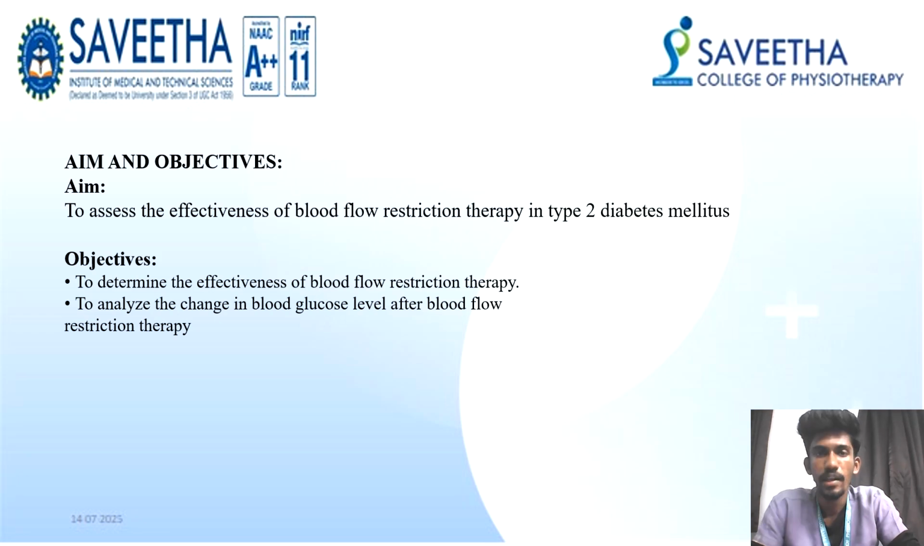Aim and objectives. Aim: to assess the effectiveness of blood flow restriction therapy in patients with type 2 diabetes mellitus. Objectives: to determine the effectiveness of BFRT, blood flow restriction therapy, and to analyze the changes in blood glucose level after the blood flow restriction therapy.